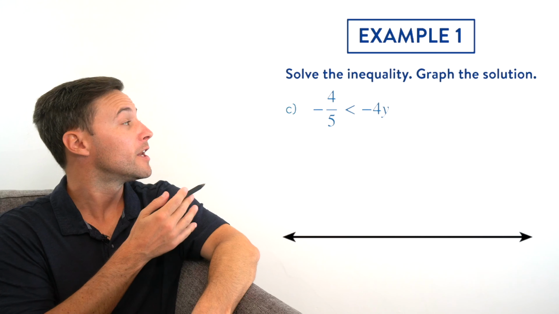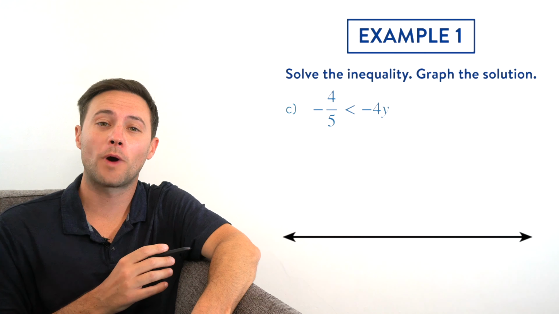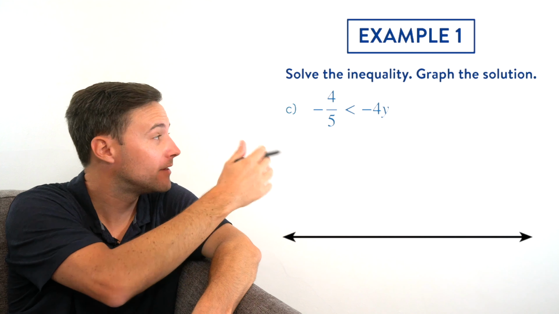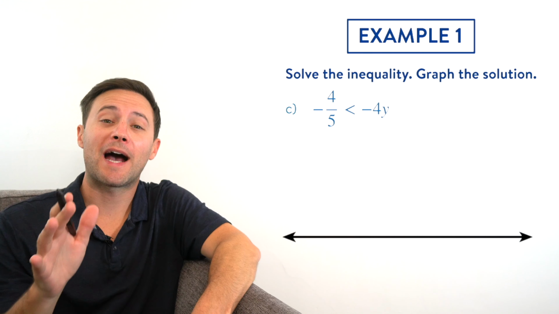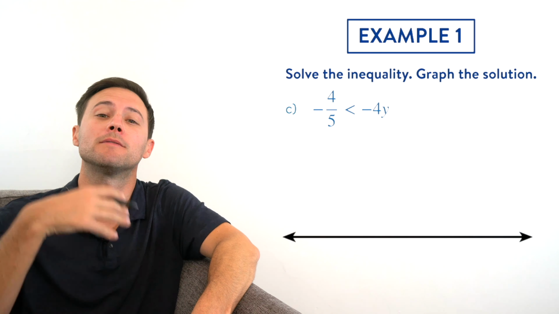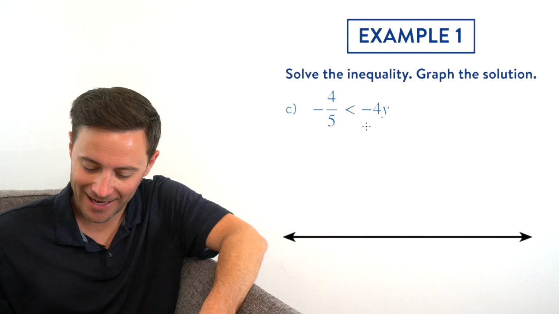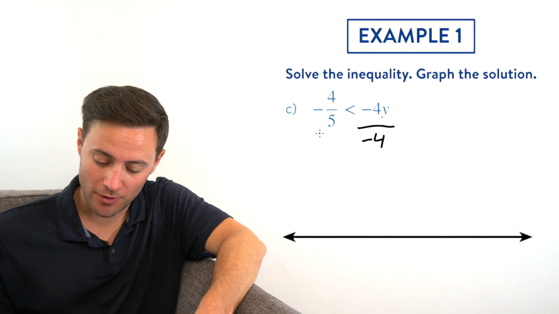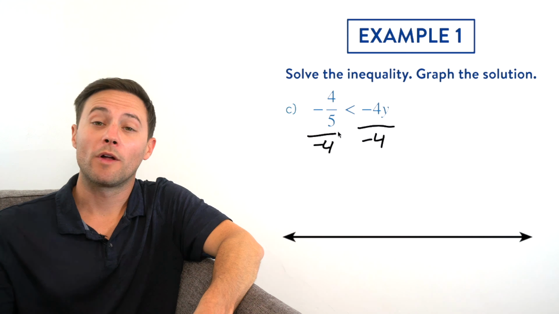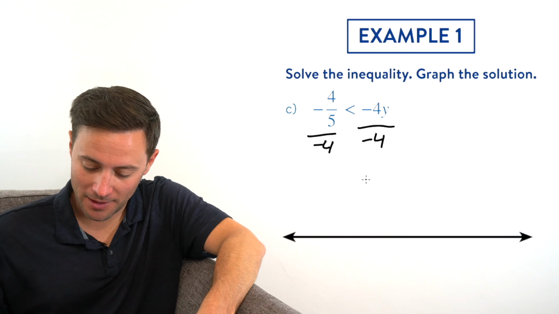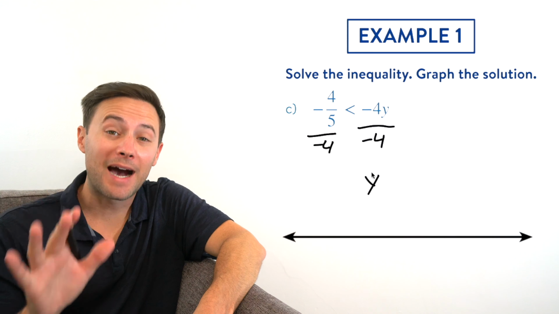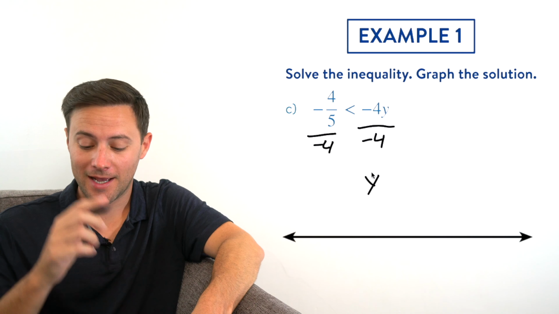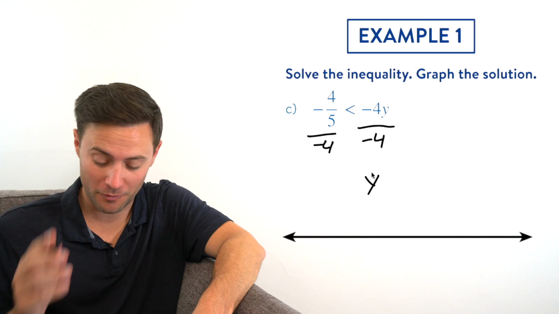Let's try C. Negative 4/5 is less than negative 4y. So same thing, we need to get the y alone, this time on the right side of the inequality. And right now it's being multiplied by negative 4. So to undo that, we need to divide it by negative 4. And I need to do the exact same thing to the other side. Well, the nice thing is on the right side, I'm going to be left with y. Because we divided both sides by a negative 4, I need to switch the inequality symbol. Remember that.